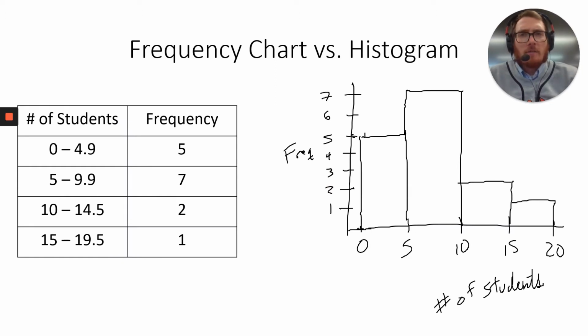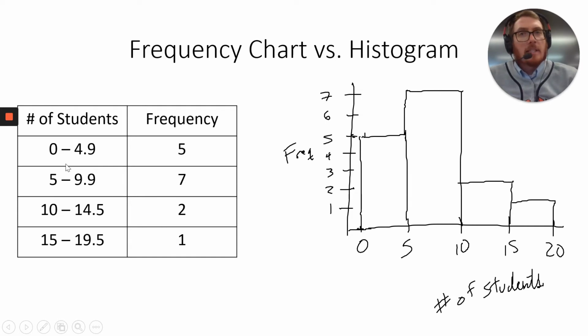Histograms themselves come from what are known as frequency charts. So you look here on the left side, this is number of students and the frequency. So whatever this is, time to do something, whatever the category is. There are different ways that you can show this. I've shown that it's 0 to 4.9, 5 to 9.9, etc. And then these are the frequencies that we're dealing with.